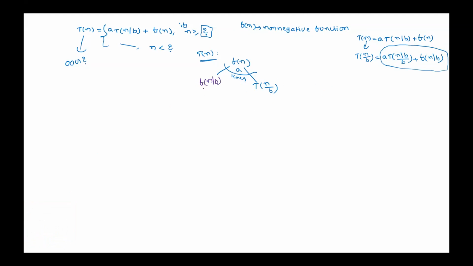f of n by b plus, this is again A times, this is the same as. No sir, I think that would not be A times, because A is the number of problems, no? Again it is the same. See, T of n by b is, I have not done anything here. Wherever n is there, I have substituted n by b, that's all. Again I will get A times T of n by b square plus f of n by b. Why are we putting f of n, a times?